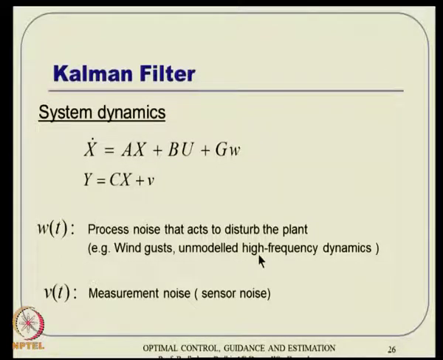Alright, so that is what W of t is. It is a process noise that acts on the system to disturb the plant. And V of t is measurement noise, and typically it is a sensor noise. Y is Cx plus V. So, this is the model now, where W and V are noise quantities.